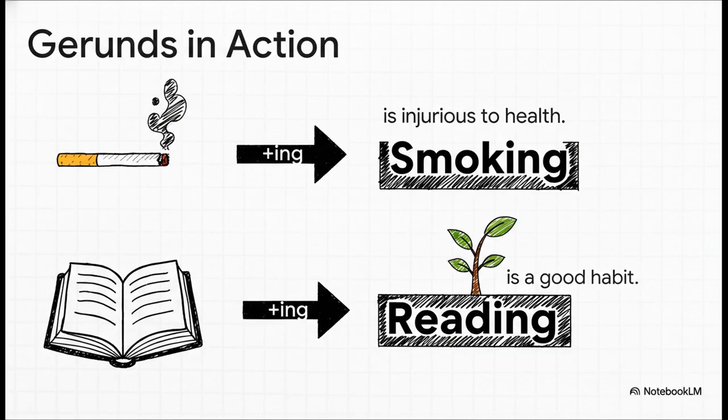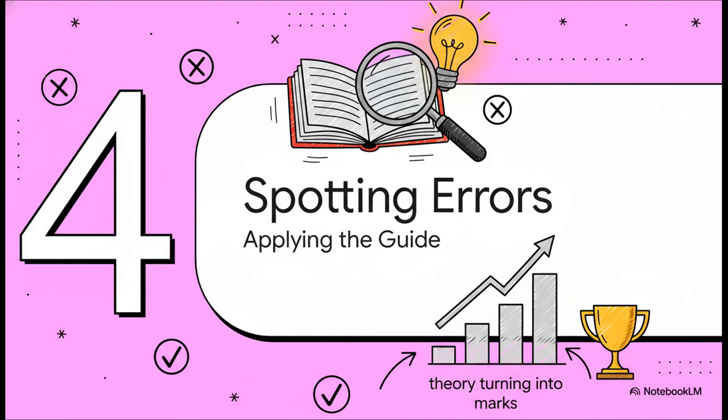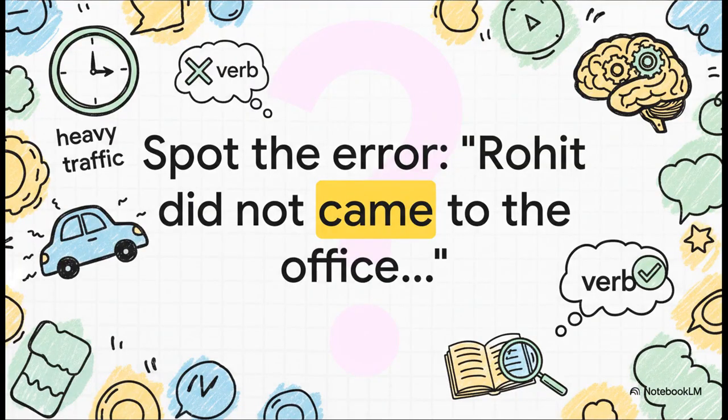Easy, right? All right, we've learned the rules, we've seen the traps. Now for the most important part. Let's apply this knowledge to a real exam-style question. This is where all that theory turns into actual marks on your paper. Okay, let's put you on the spot. Here is a typical spot the error question, taken straight from a previous year's exam.